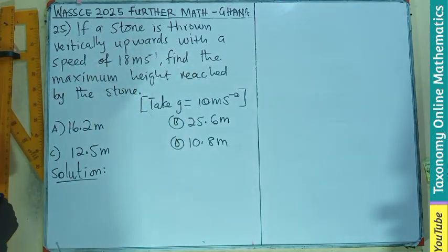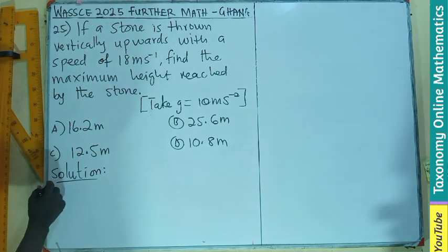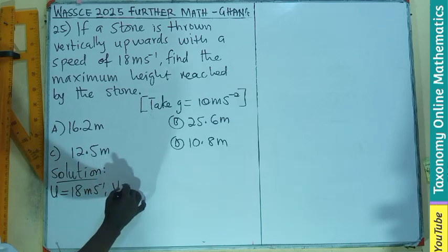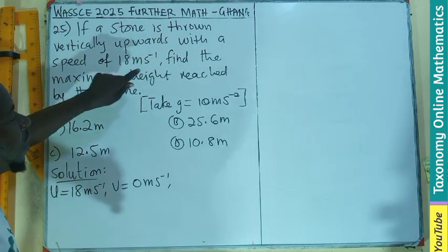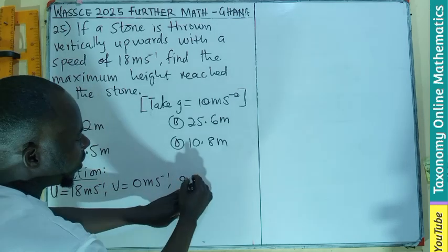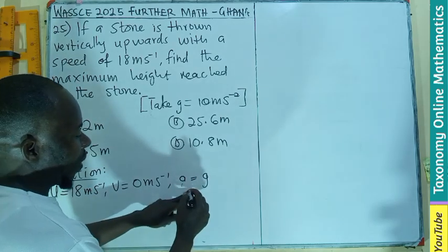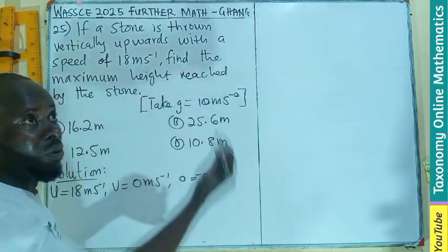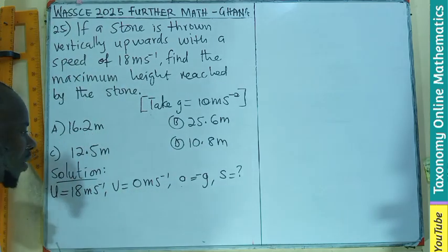So first of all, if the body gets to the maximum height, it means the final speed will become 0. So initial velocity or speed is 18 meters per second. Final is 0 meter per second. Find the maximum what? Height reached. Okay, so here also we know the acceleration is going to be equal to the force of gravity, but in this case negative. So I can say that the acceleration becomes negative force of gravity because the body is moving against force of gravity. What else is needed? The distance. So we can put it there.